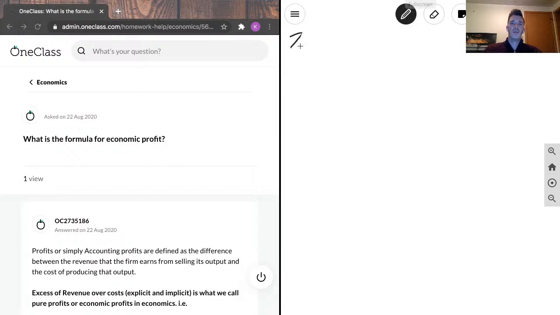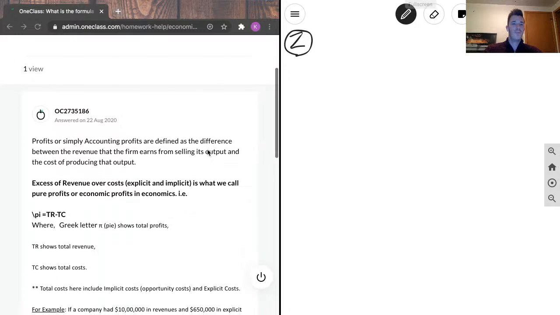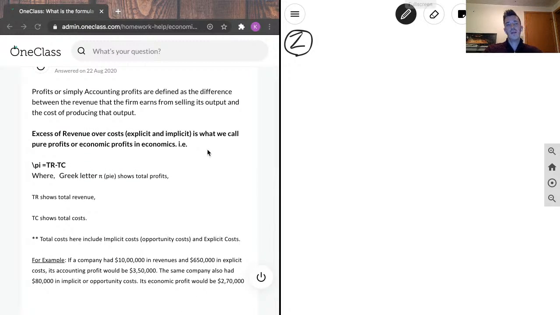Question 2 reads, what is the formula for economic profit? And our junior tutor has written that profits, or simply accounting profits, are defined as the difference between the revenue that the firm earns from selling its output and the cost of producing that output. In other words, excess of revenue over costs, explicit and implicit, is what we call pure profits or economic profits.